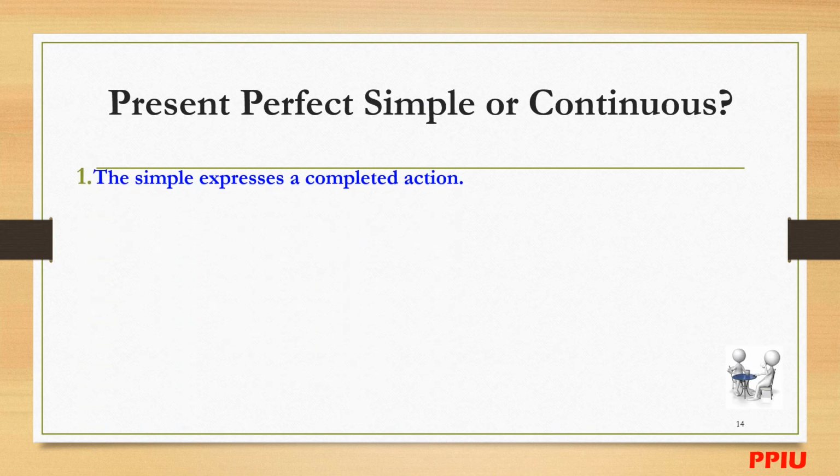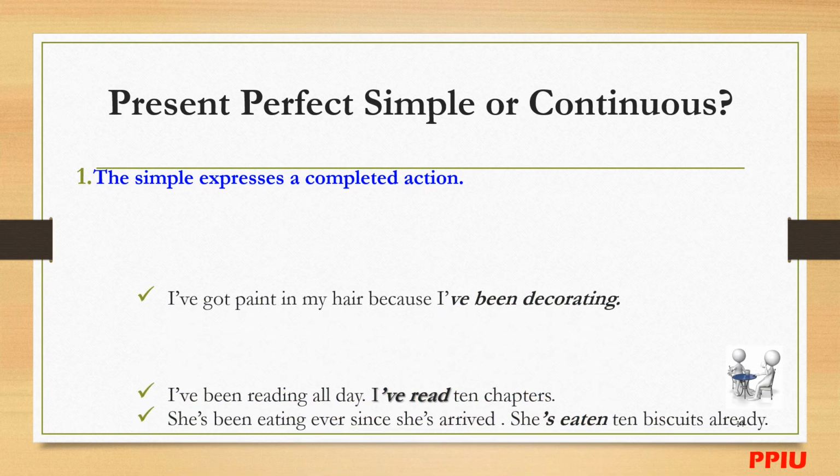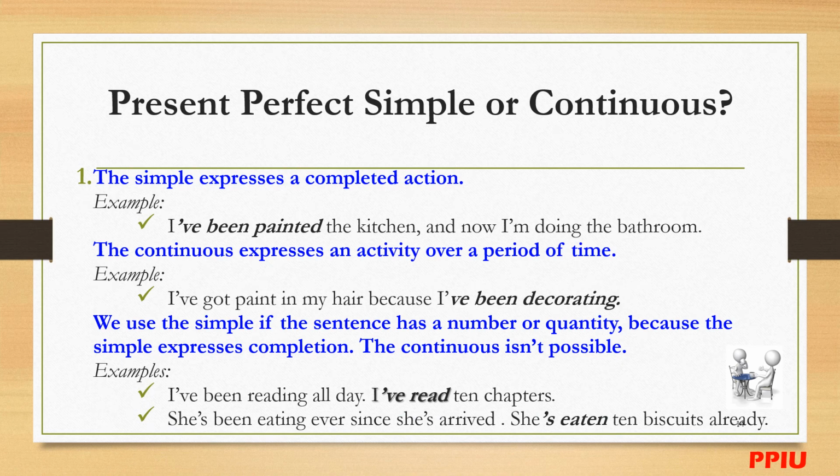Okay, the simple expresses a completed action. For example, okay, sorry for this. For example, I've painted the kitchen and now I'm doing the bathroom.